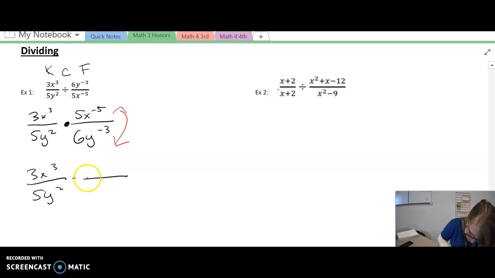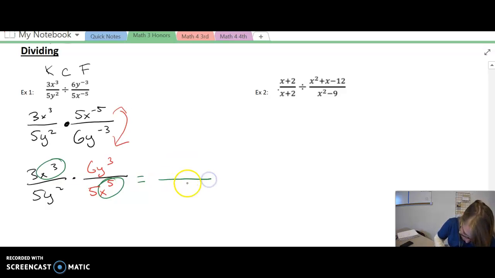So we have 6y to the third and 5x to the fifth. All right, so now we're going to do that same process of simplifying using that diagonal pattern and canceling some things out. I first noticed that my x's can simplify, and they're going to simplify to x to the second because we have the leftovers on the bottom. And then same thing happens with my y's. So I have my leftover on top this time.